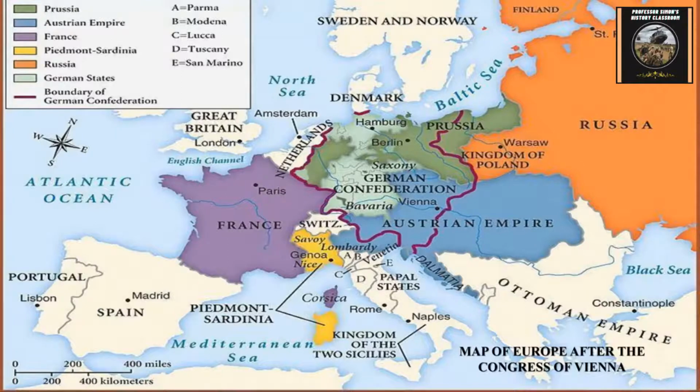Here's a map showing what Europe looks like afterwards because of the Congress of Vienna. It creates a balance of power between all these different countries, the main ones being France, Austria, Prussia, Russia, and Britain. Of course, you see that with the map.